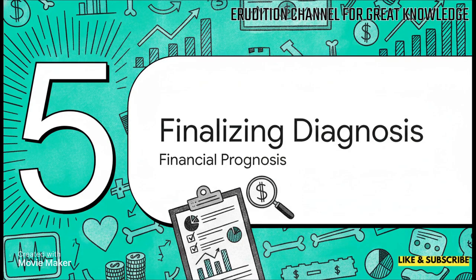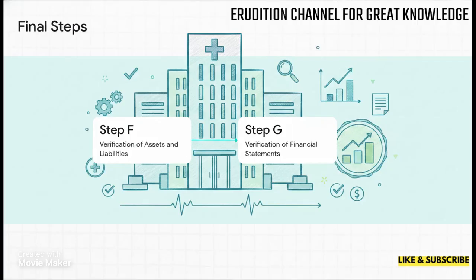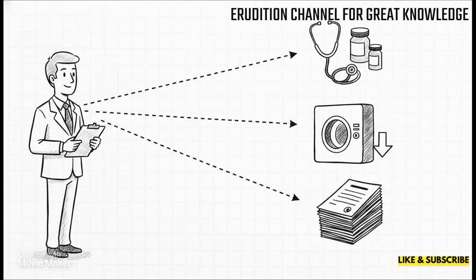Section 5. Finalizing the diagnosis. These final two steps, steps F and G, ensure that the underlying bone structure of the hospital is completely solid and that the final health report presented to the public and regulators is entirely accurate. Step F is all about hard evidence.